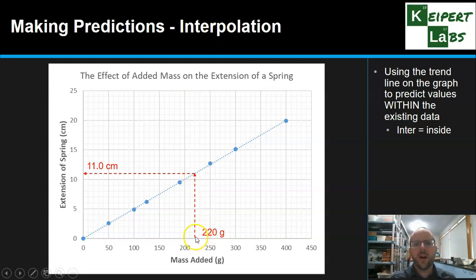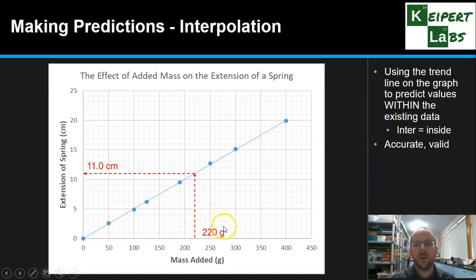Okay, so saying, all right, what if we added 220 grams? Well, we can find that value on this scale, 220 grams of added mass. And what we do is that we use a ruler or a vertical line to read up to our trend line. And then we use our ruler to go across to our scale on our y-axis to work out, well, what would be the extension of the spring in this situation? We read it on the scale and we work out in this situation it would be 11.0 centimeters.